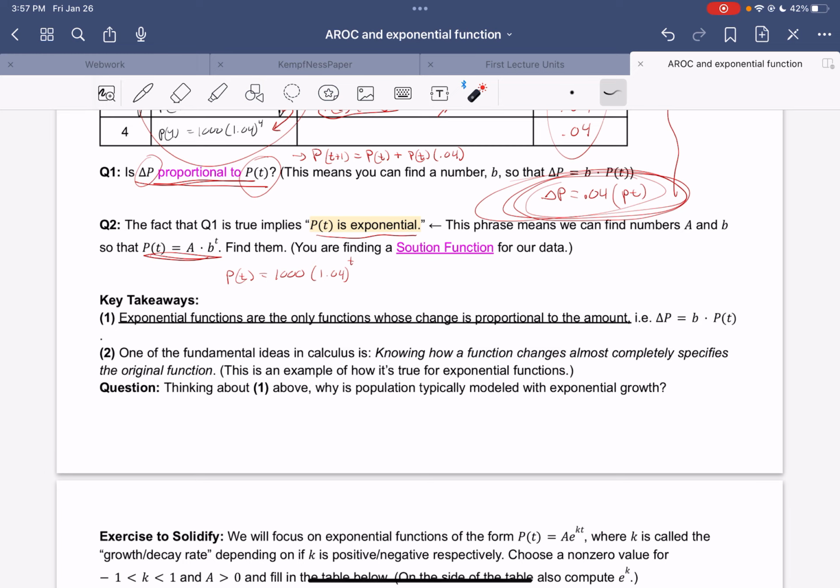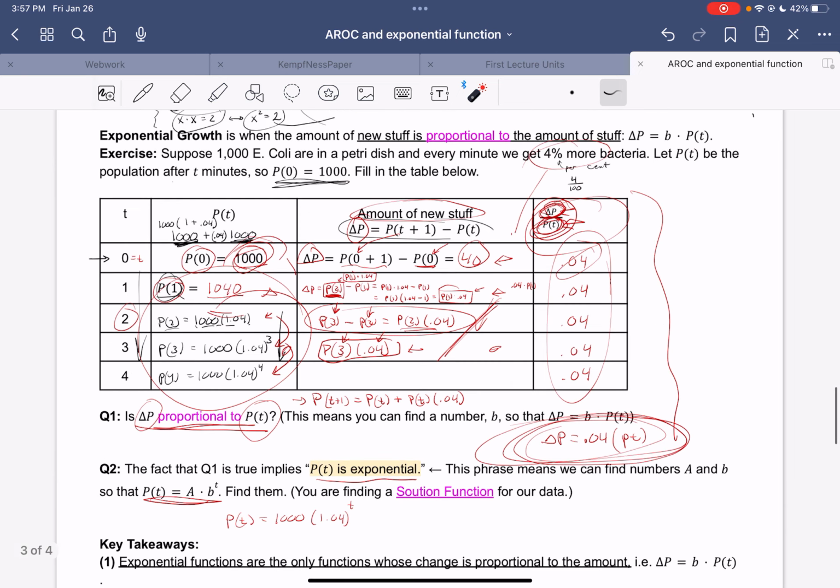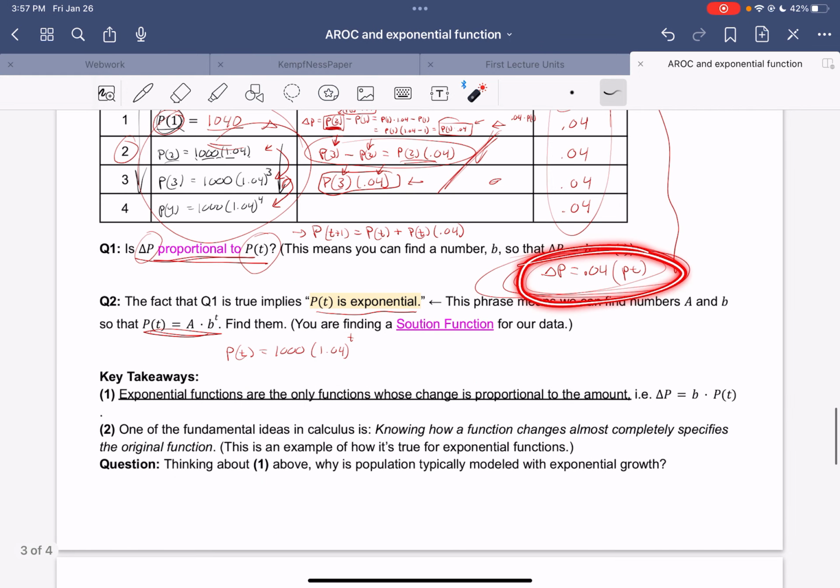One of the fundamental ideas in calculus is knowing how a function changes almost completely specifies the original function. Knowing that this relationship is true, it turns out it's pretty easy to jump to this is our function, okay? The one thing that's missing is actually just knowing the number 1,000, okay? Someone has to tell us the initial population is 1,000, okay?